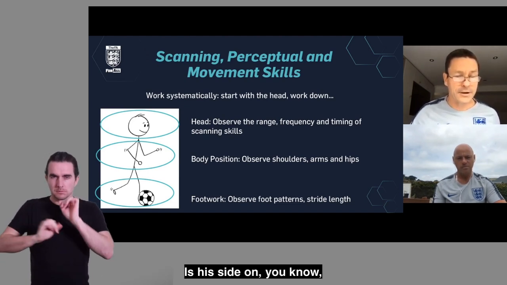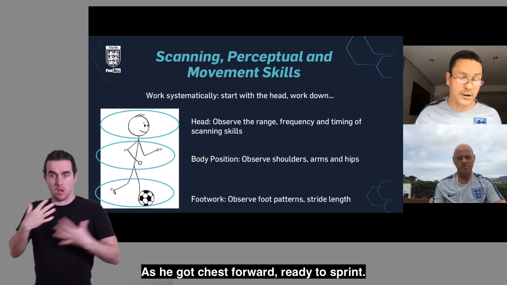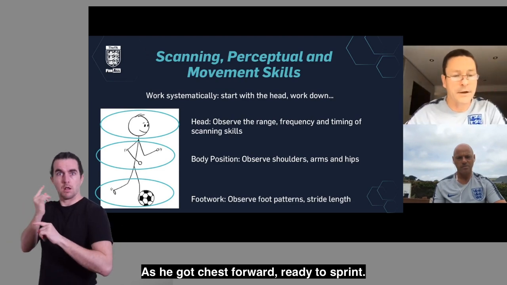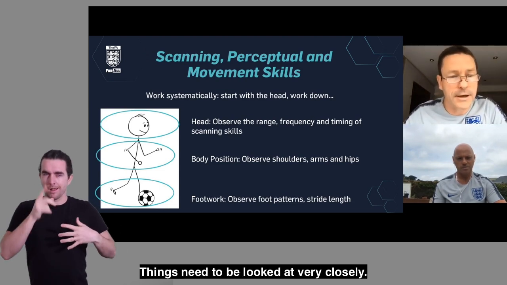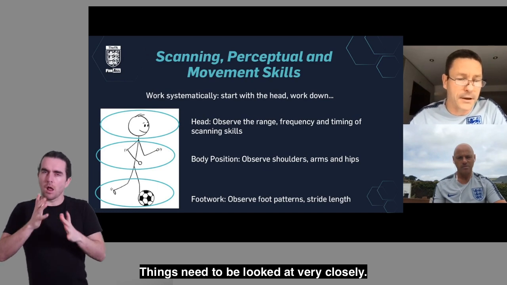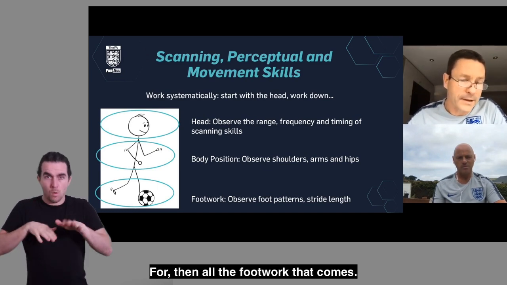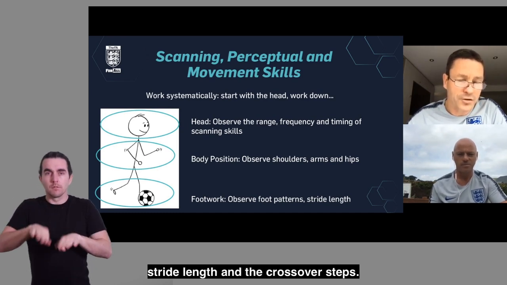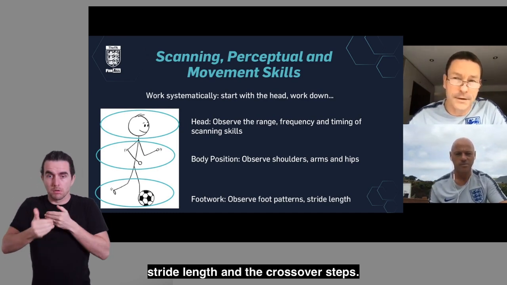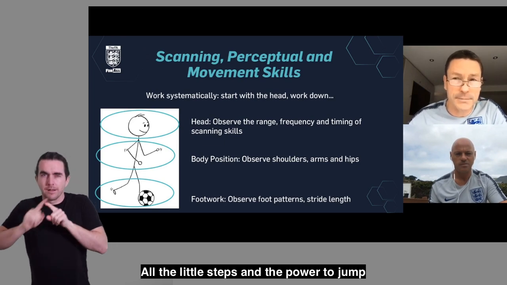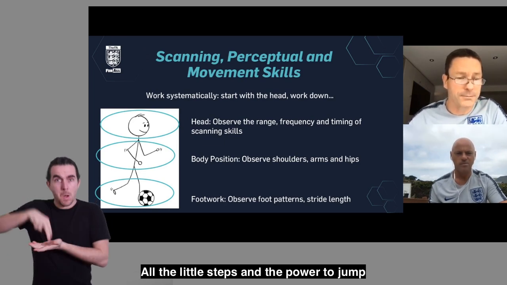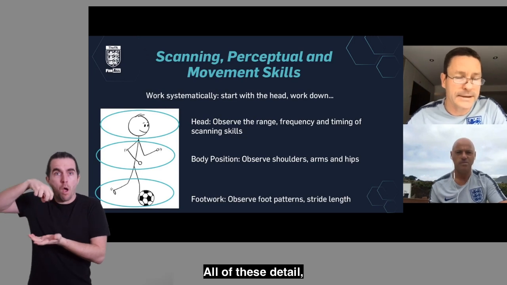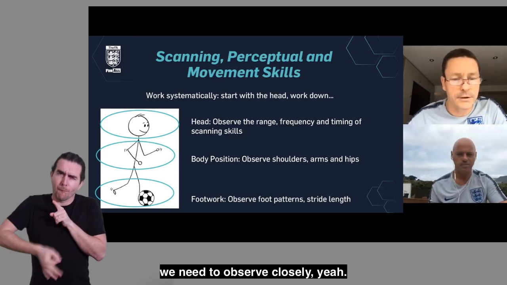Is he side on? Is he back to goal? Has he got chest forward ready to sprint? All these body position things need to be looked at very closely. Then all the footwork that comes, the different foot patterns, stride length, the crossover steps, all the little steps, and the power to jump and take off on one or two feet. All of these details we need to observe closely.